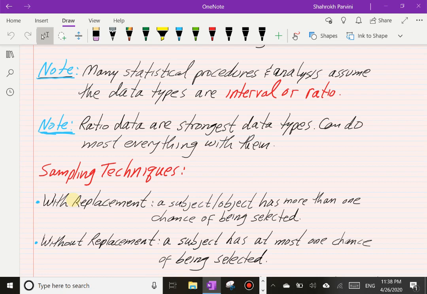Without replacement, it doesn't do that. It doesn't allow for multiple selections of the same subject. So a subject has at most one chance. So I can only be selected in your sample one time. So let's say you select me in your sample. Then you're not going to put me back in the population and I cannot be selected again.